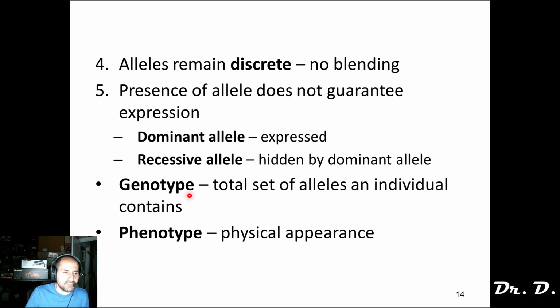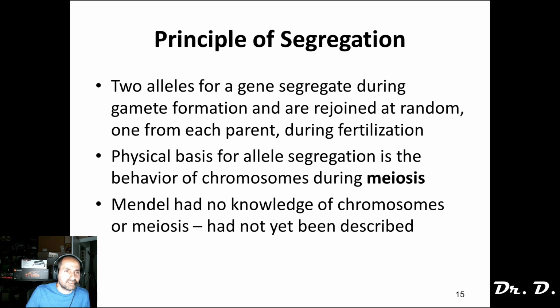So what does genotype mean? Genotype means the total set of alleles in an individual. For example, the genotype would be big P big P, big P little p, or little p little p. Those are all genotypes, okay? So that's how it works.